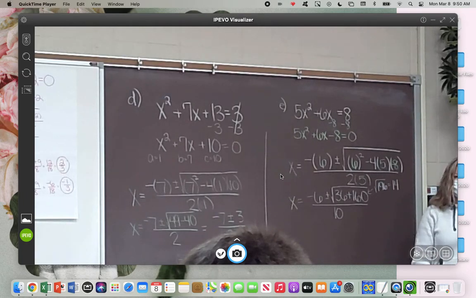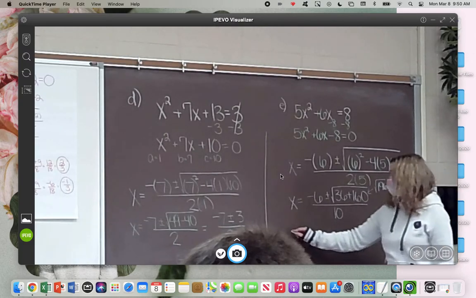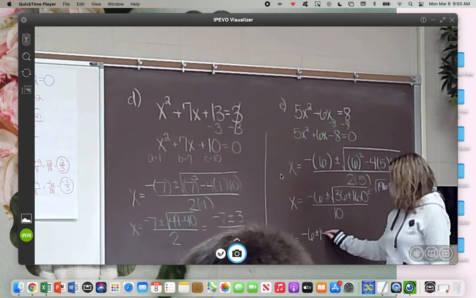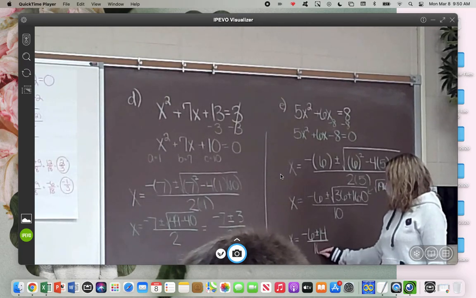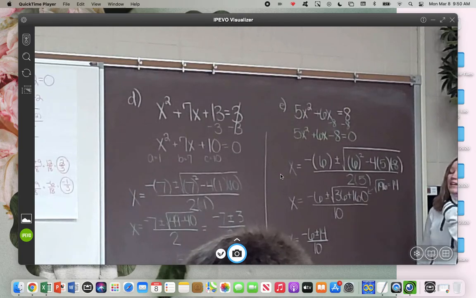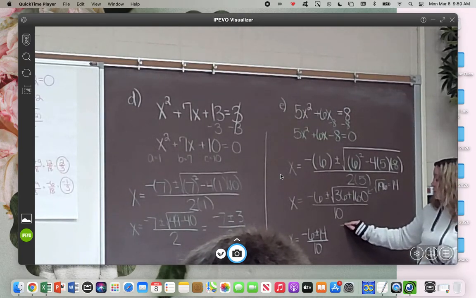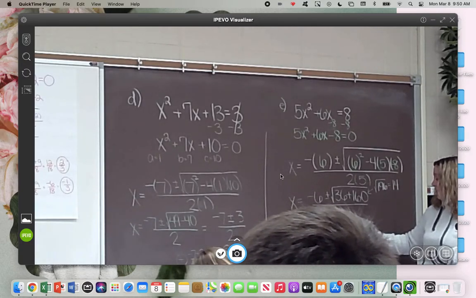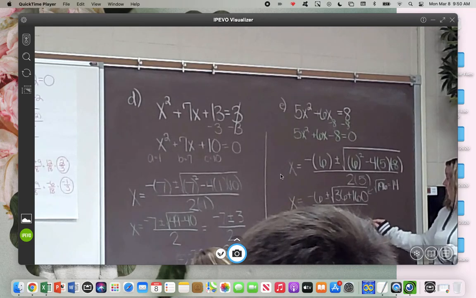You guys agree with that perfect square? Square root of 196 would be 14. All right, so we're looking at negative 6 plus or minus 14 over 10. So if I add, negative 6 plus 14 is 8 over 10.